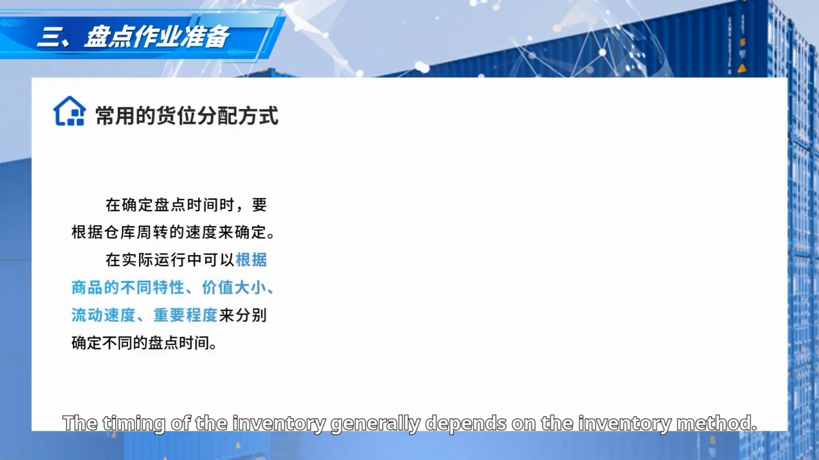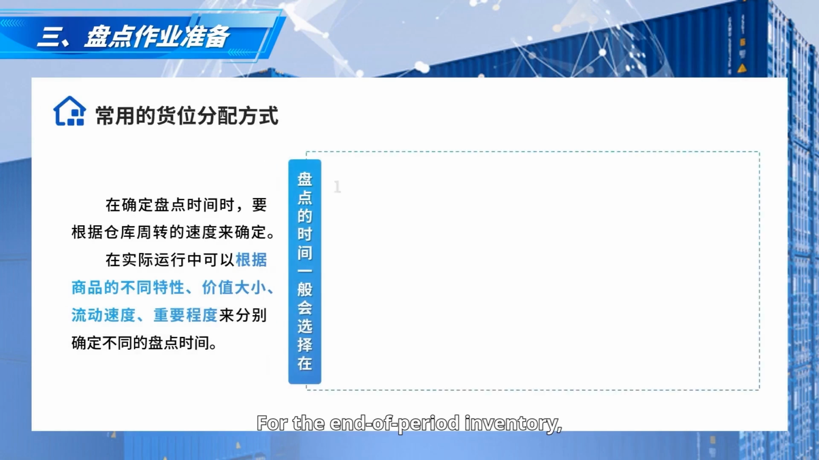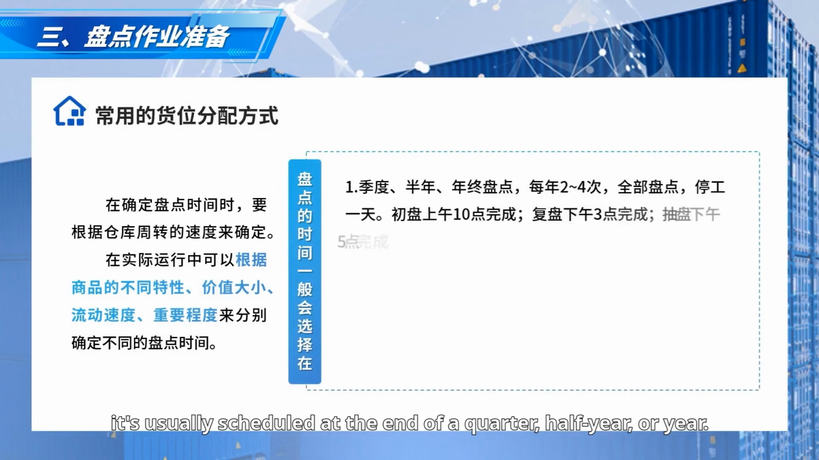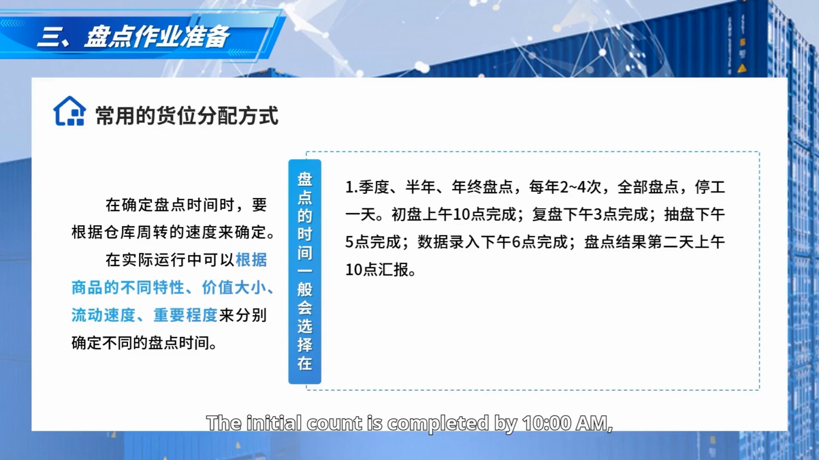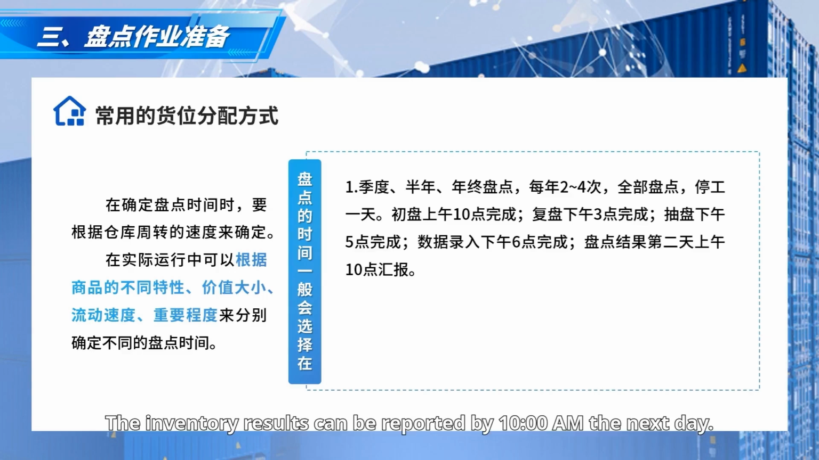The timing of the inventory generally depends on the inventory method. For the end-of-period inventory, it's usually scheduled at the end of a quarter, half-year, or year. So, a full inventory 2 to 4 times a year shuts down operations for 1 to 2 days. The initial count is completed by 10 a.m. and the recount is completed by 3 p.m. The spot check is completed by 5 p.m. and the data entry is completed by 6 p.m. The inventory results can be reported by 10 a.m.